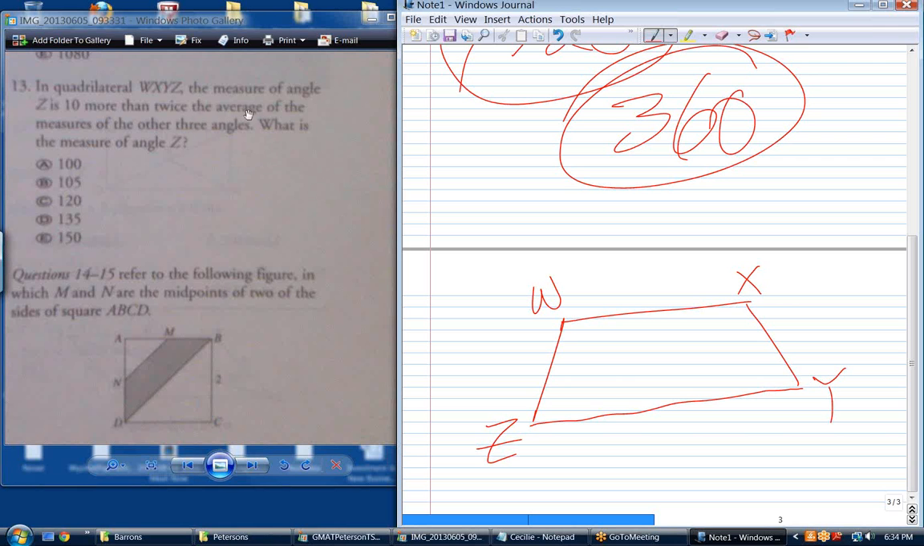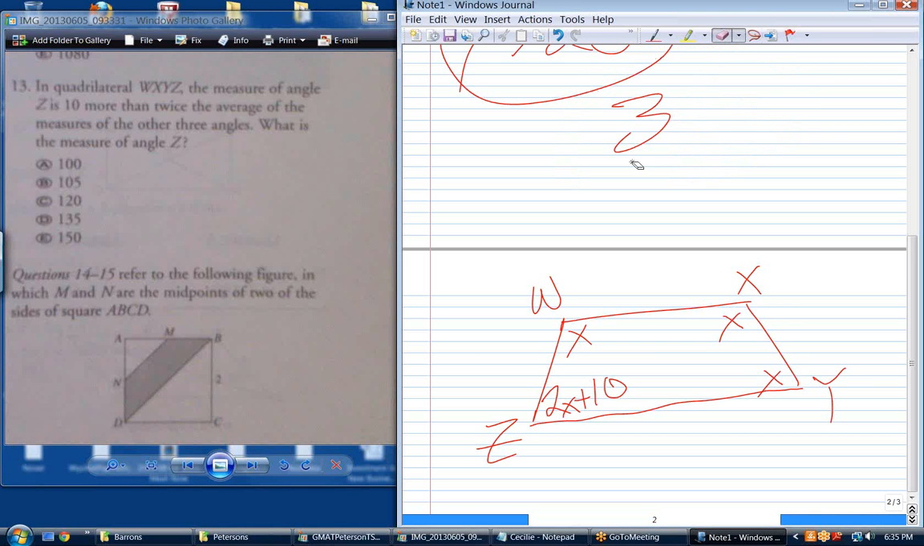Again, I'm going to use the exact same method that I did in the last one. Since they're giving us information based on the average of the other three angles, I'm going to say the other three angles are the same. Even though they're not, they're talking about the average, so I'm going to add these three and divide by 3. And now Z is 10 more than twice, so Z must be 2x plus 10, right? Now what?